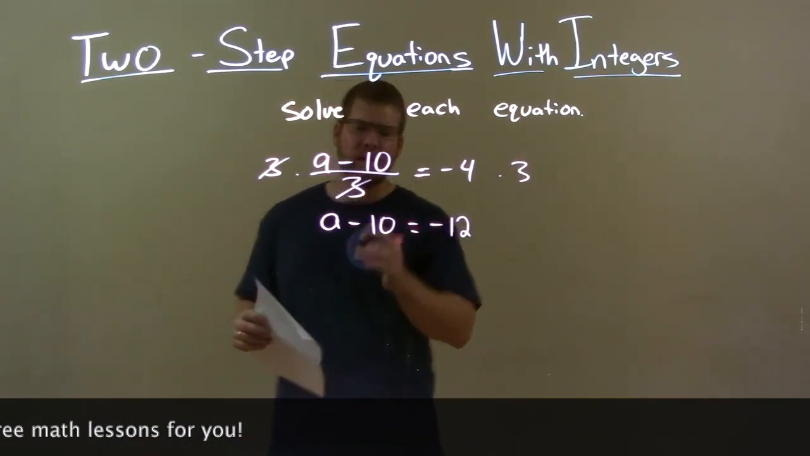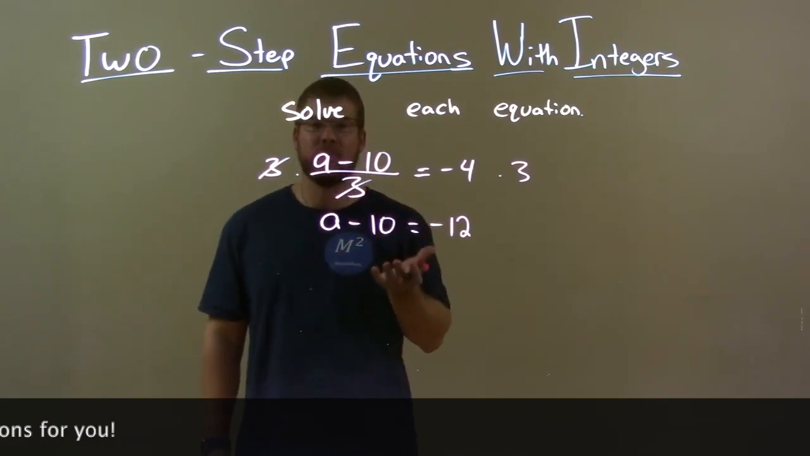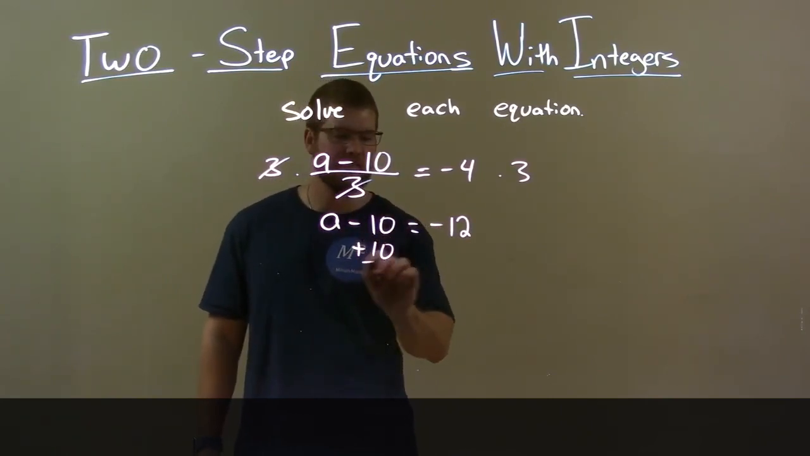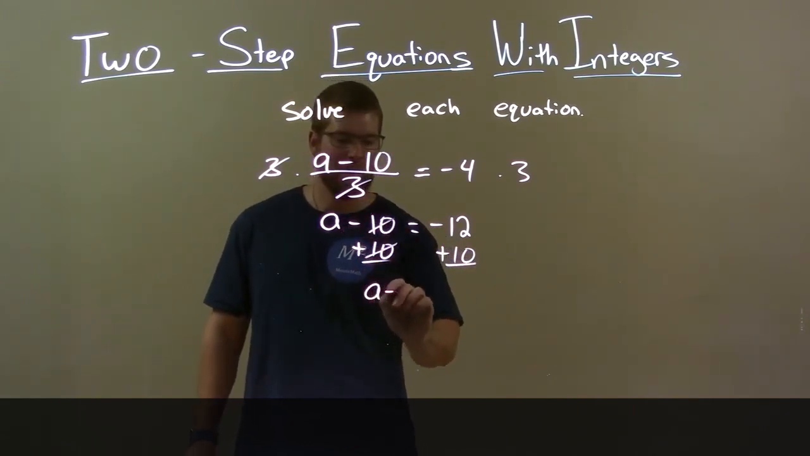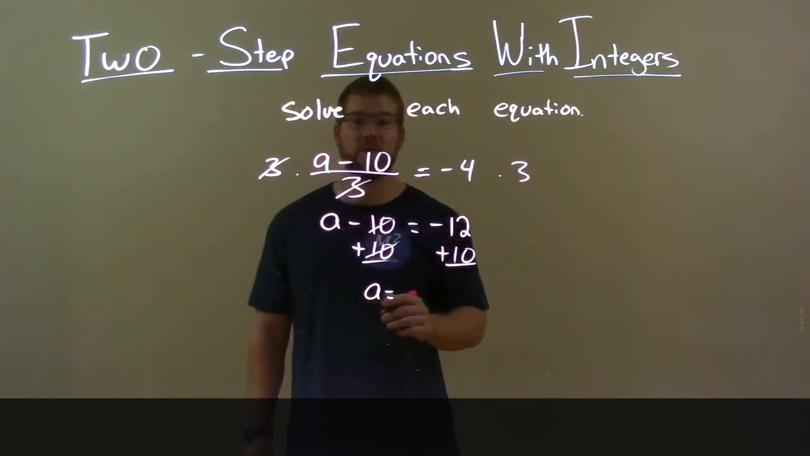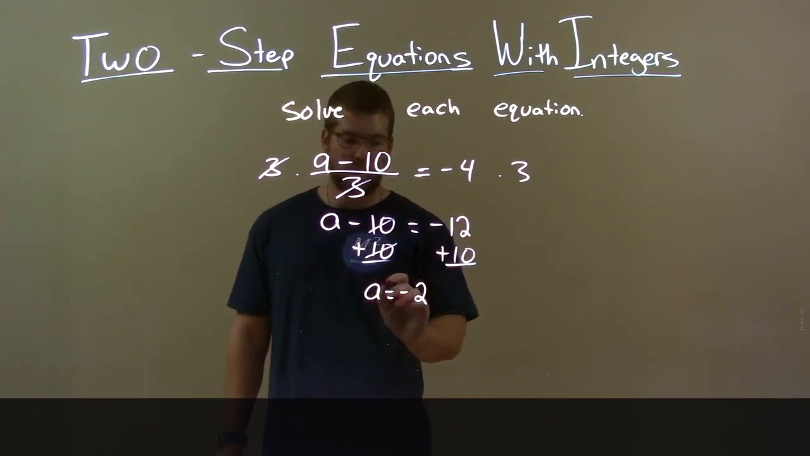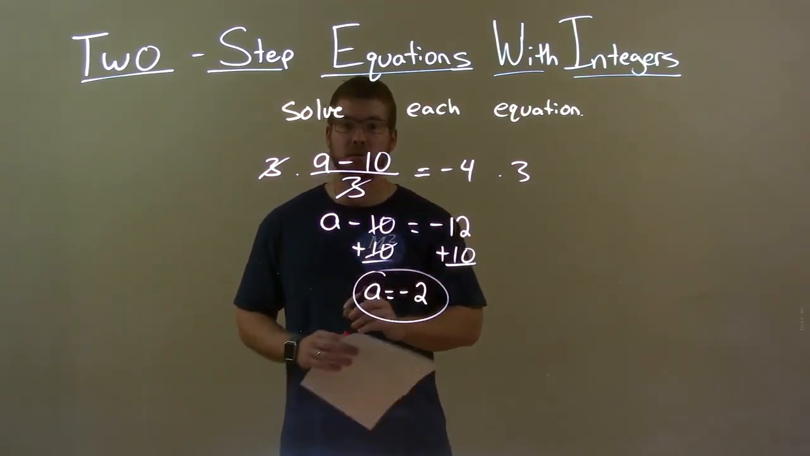All right. Now we're subtracting a 10 here, so opposite of subtraction is addition. So if I add a 10, the 10's cancel right there, leaving me a by itself, and negative 12 plus 10 is a negative 2. So my final answer is a equals a negative 2.